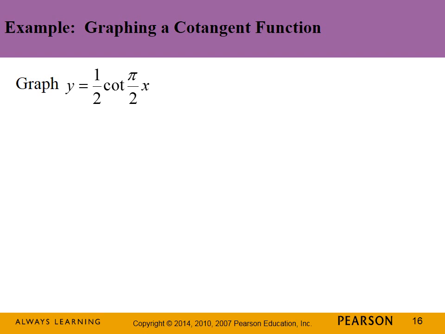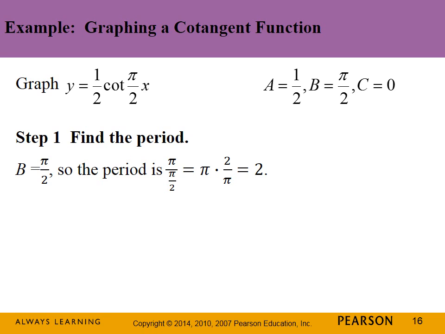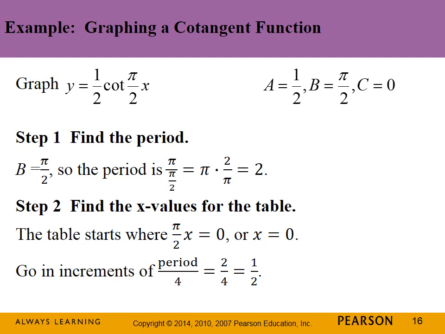So let's look at this example. We're going to graph y equals 1/2 cotangent pi over 2x. A is 1/2, b is pi over 2, and c is 0. So first we're going to identify the period. B equals pi over 2, which means the period is pi divided by pi over 2. And of course, dividing by pi over 2 is the same as multiplying by 2 over pi. So that comes out to 2. The period is 2.